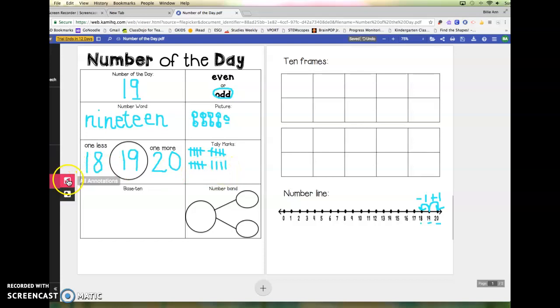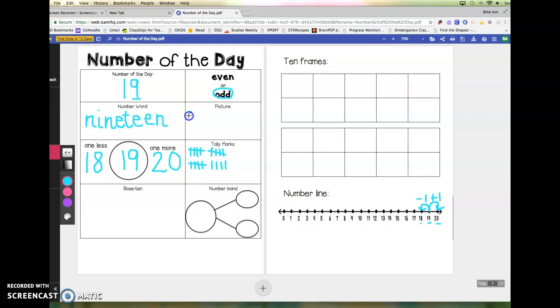Now I have a question. How many more would I need to get to 20? If I started at 19, how many more would I need to get to 20? Only one more, right? I could use my tally marks to see that. If I crossed over, then I would have 20. 5, 10, 15, 20. All right, so now let's draw our picture of all 19 items so that when we go to do our story problem, we'll have those drawn, okay?